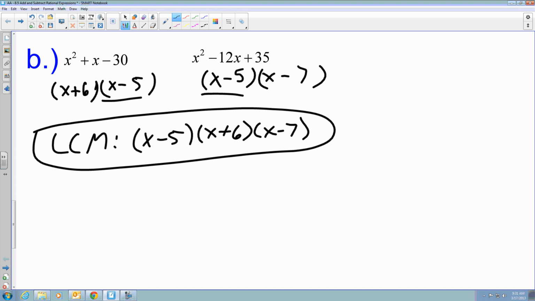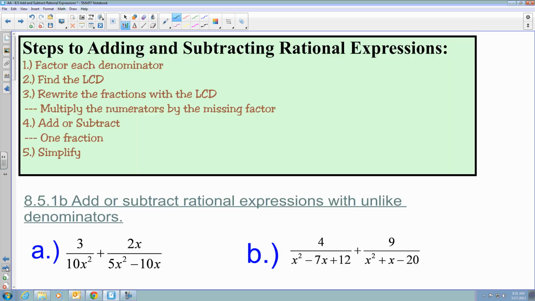Okay? So now that we figured out what the least common multiple is to find the least common denominator, here are the steps in order to solve adding and subtracting rational expressions. First thing we do is factor out each denominator and then find the least common denominator. Rewrite that fraction, and then if we multiply any value into the denominator, we must do the same thing to the numerator. Add and subtract, and then simplify.